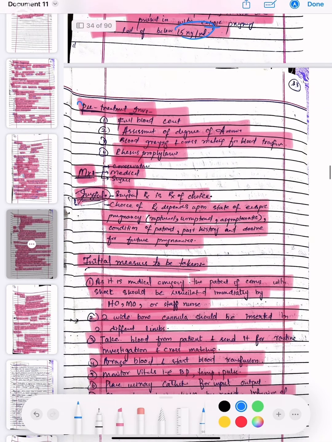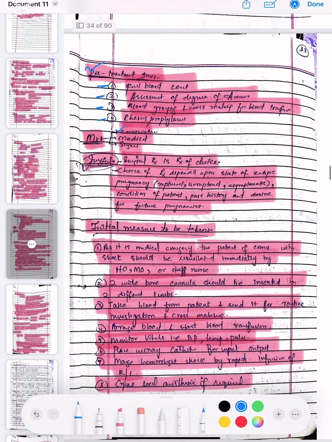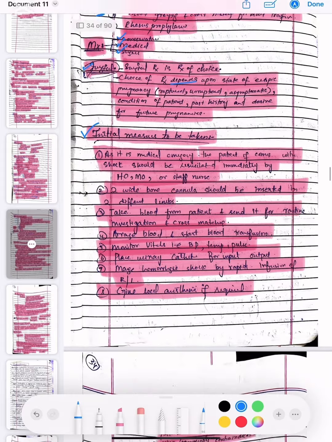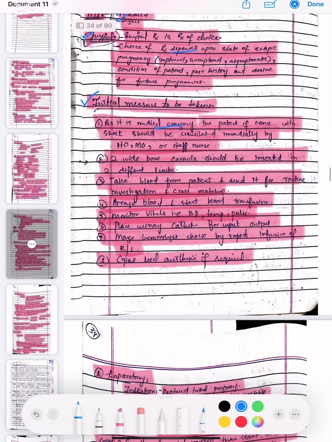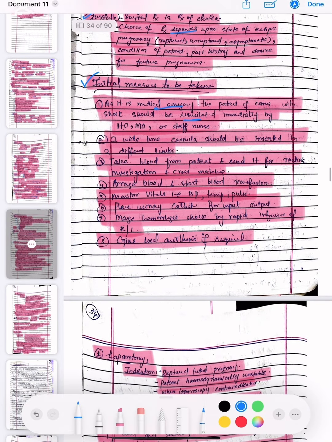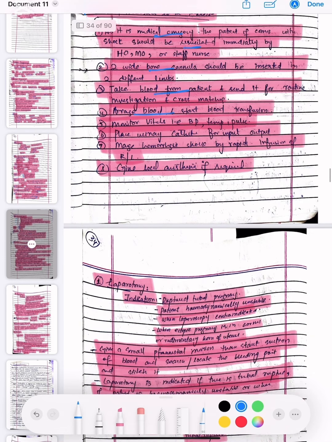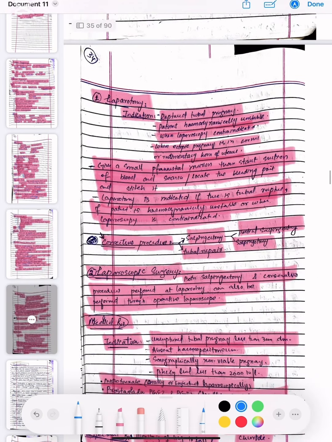The pre-treatment investigations are FBC, assessment of degree of anemia, blood grouping, and rhesus prophylaxis. The management options are conservative, medical, and surgical. So surgical management is the choice of treatment. The initial measures to be taken: it is a medical emergency, so the patient should be resuscitated. A wide-bore cannula should be inserted, and take blood from the patient and send it for routine investigations. Arrange blood and start blood transfusions. Monitor vitals, place urinary catheters, and manage hemorrhagic shock, and give local anesthesia if required.